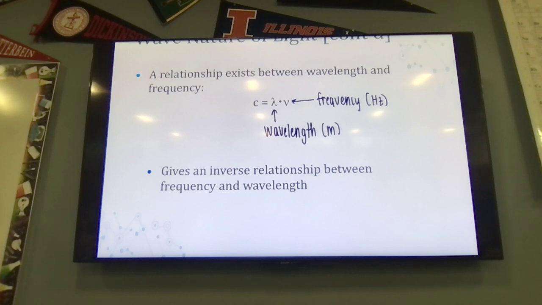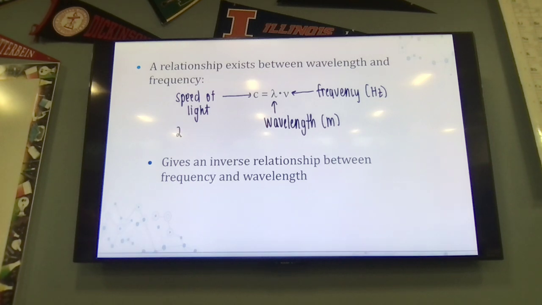And then the last letter in the equation is the letter c, which stands for the speed of light. And the speed of light is a constant. So it's always the same number. You don't have to memorize it. If you got your periodic table out, it's the bottom left-hand corner on the back side. The speed of light is 2.998 times 10 to the 8th meters per second.